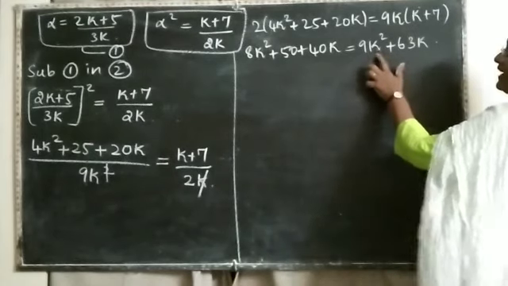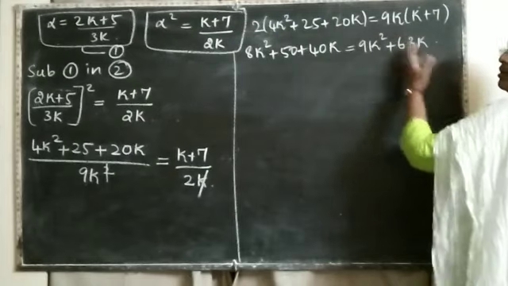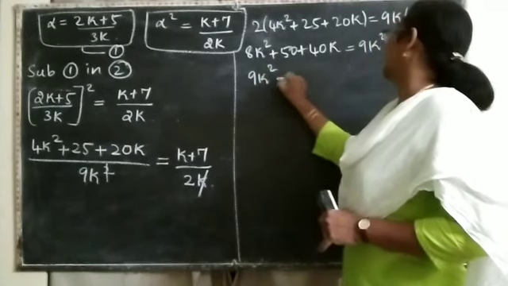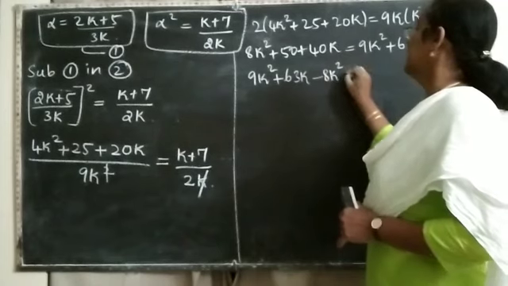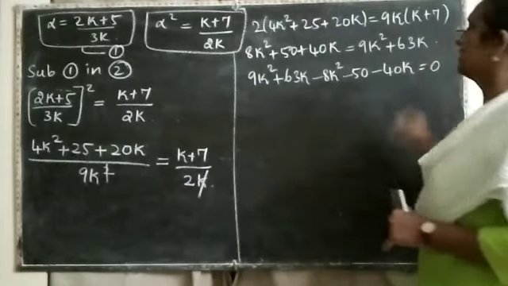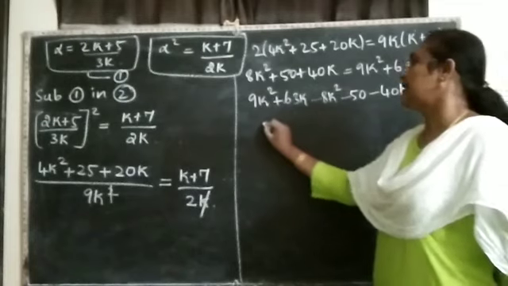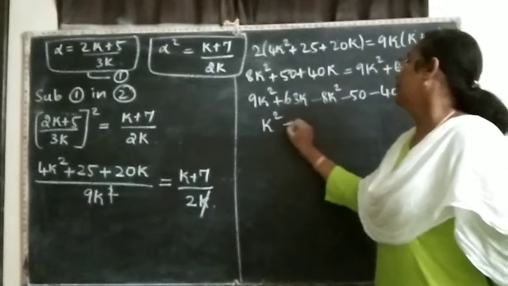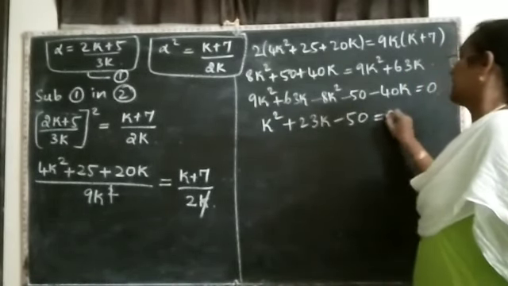Since we have 9k squared on the right hand side, we'll bring all the terms to this side in order to avoid the subtraction symbol. So 9k squared plus 63k minus 8k squared minus 50 minus 40k is equal to 0. Now, 9k squared minus 8k squared gives k squared, 63 minus 40k gives plus 23k, minus 50, is equal to 0.